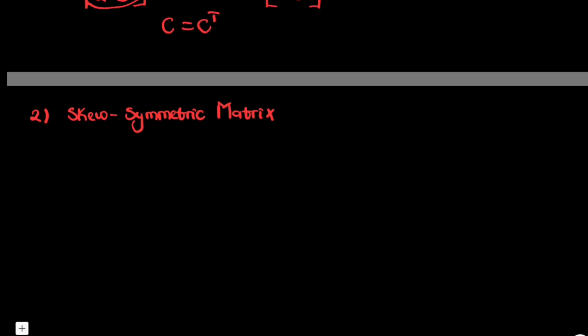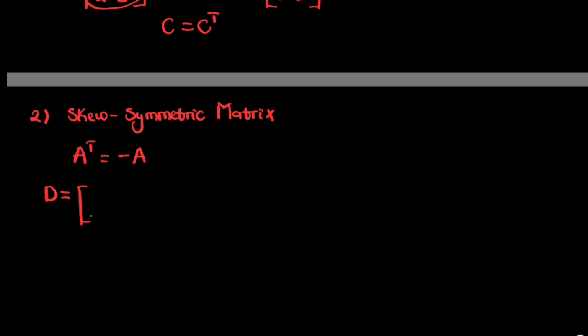Now a matrix is skew symmetric if the transpose is equal to minus the original matrix we had. That means if you transpose it, every element flips the sign. So if the element was positive, then it will become negative. If it was negative, it will become positive. Let's take an example. Let's say we have a matrix D. It is [0, -2; 2, 0].